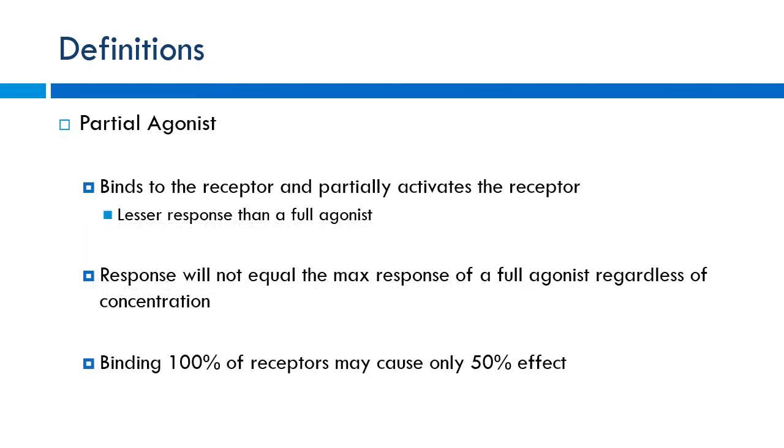So partial agonists are going to get a lesser response. Even though you still saturate all those receptors, even though you get the dose very high, there is only going to be a partial effect out of that versus something like a full agonist. We'll talk more about those a little bit later on and how that becomes important.